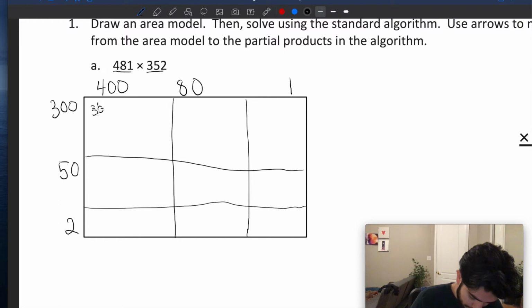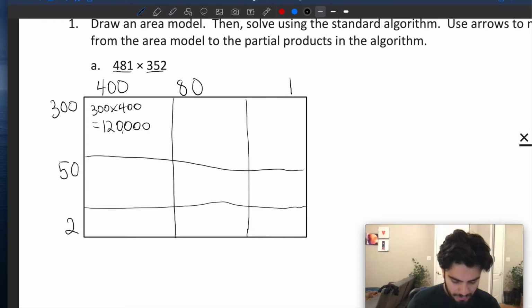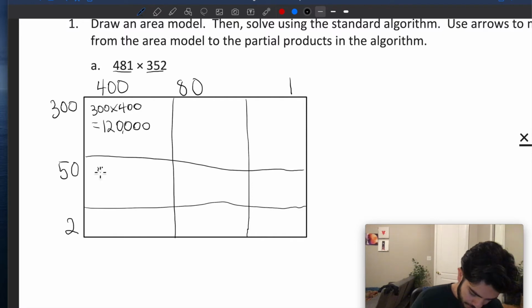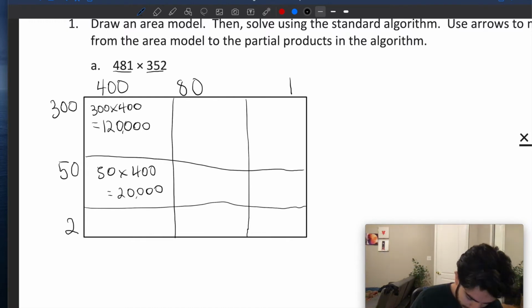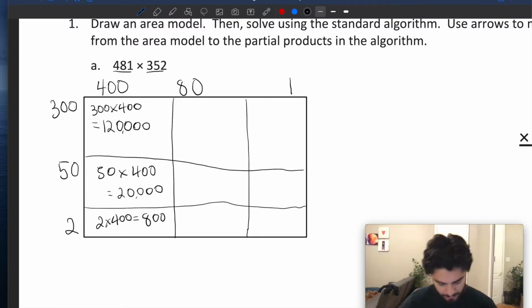Here we're going to have 300 times 400, and that is going to give me 12 with 4 zeros, 120,000. Oh, that's a big one. Over here we're going to have 50 times 400, which is going to give me a 20 plus my 3 zeros, 20,000. Big numbers this time around. Then we got 2 times 400. It's going to give me pretty easy 800.